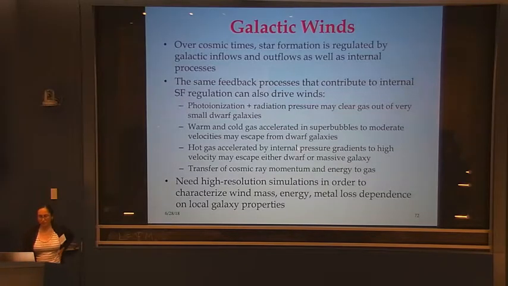So, for example, in dwarf galaxies that have very shallow potential wells, photoionization and radiation pressure may matter, because those are more like just individual giant molecular clouds. If they're low enough mass and have shallow enough potential wells, photoionization may be effective for clearing those out. In dwarf galaxies, superbubbles can accelerate gas to moderate velocities, and you may be able to clear out dwarf galaxies of warm and cold neutral gas just by acceleration in superbubbles.